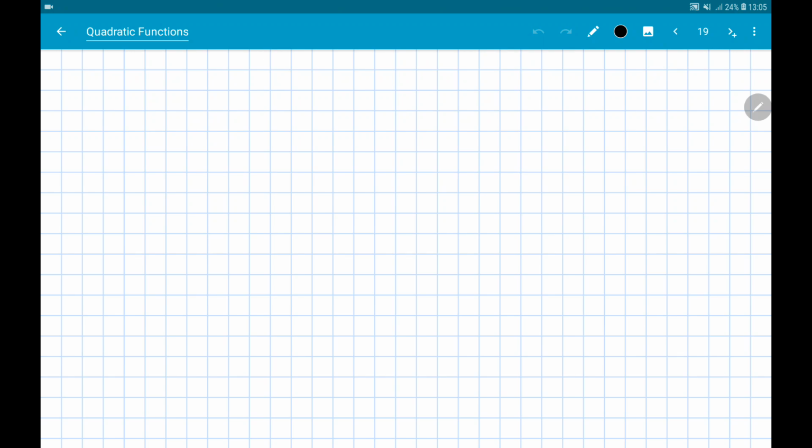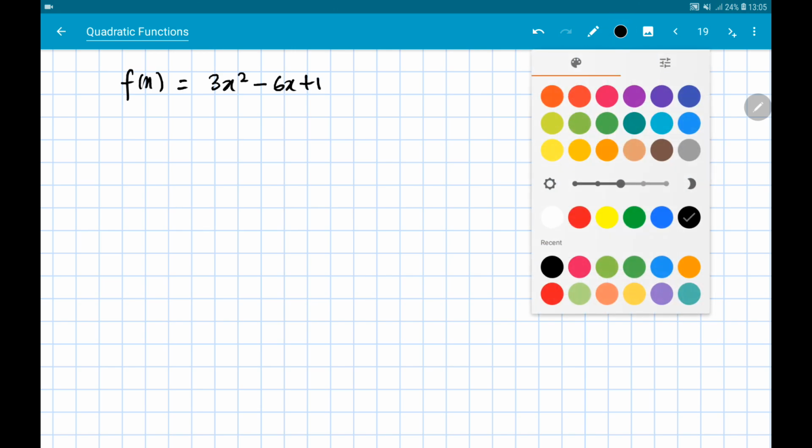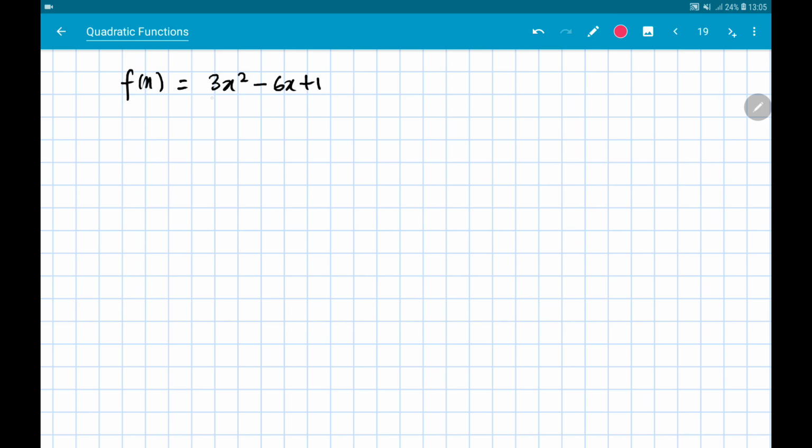This video is to explain quadratic functions and how to sketch graphs. Let's say we begin with the function f(x) equal to 3x squared minus 6x plus 1. Now the features that we have to understand about quadratic functions is that this is the a number. In other words, the a number is 3, the b number is negative 6, and the c number is 1.